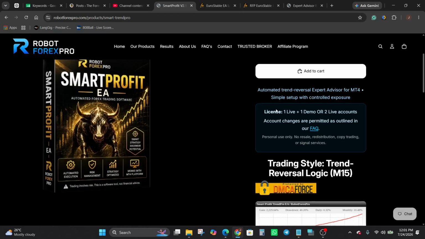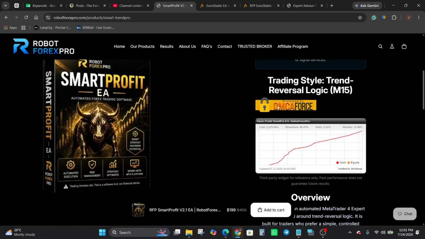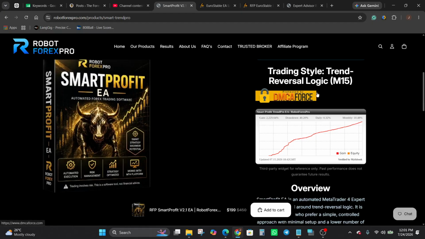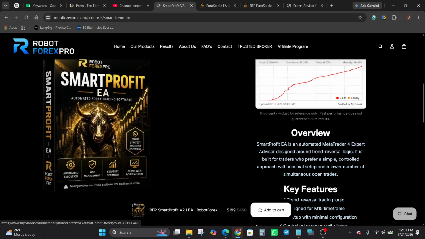Now, what stands out with SmartProfit is the strategy style. It is built around trend reversal logic rather than trend following, and it is designed to keep things simple. The developer specifically describes it as having a lower number of simultaneous open trades with minimal setup required. It works across standard ECN and Cent MT4 accounts, so there is some flexibility there depending on your broker type.